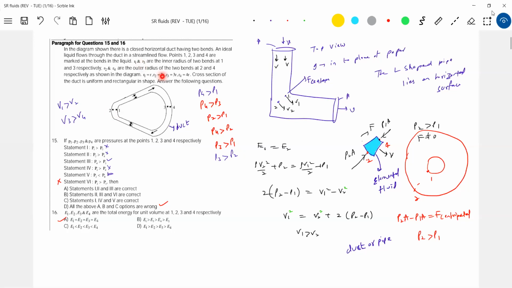R1 equal to R, R2 equal to R. He has given some radii also. The cross section of the duct is uniform and rectangular in shape. Answer the following questions. So, okay, let's come to this one. First of all, let's come to 16 because the 16th is very important. Total energy per unit volume at 1, 2, 3, 4 respectively. The energy at 1 should be equal to 2. The kinetic energy and the pressure energy are going to vary, no? So therefore, shall we pick this option A?